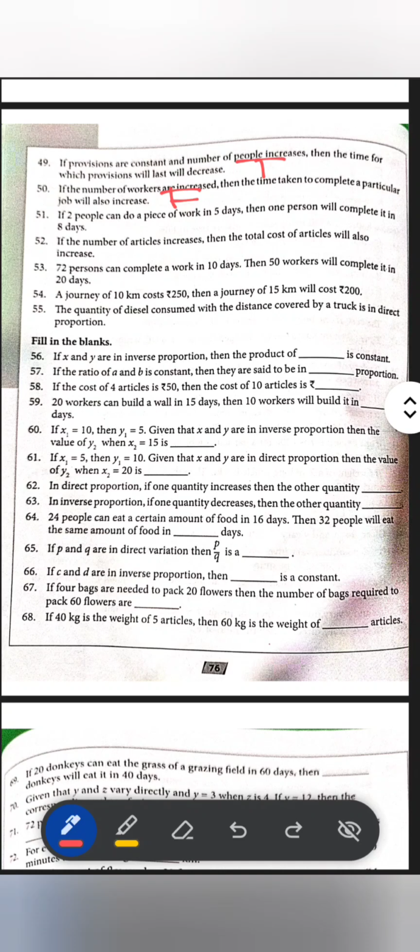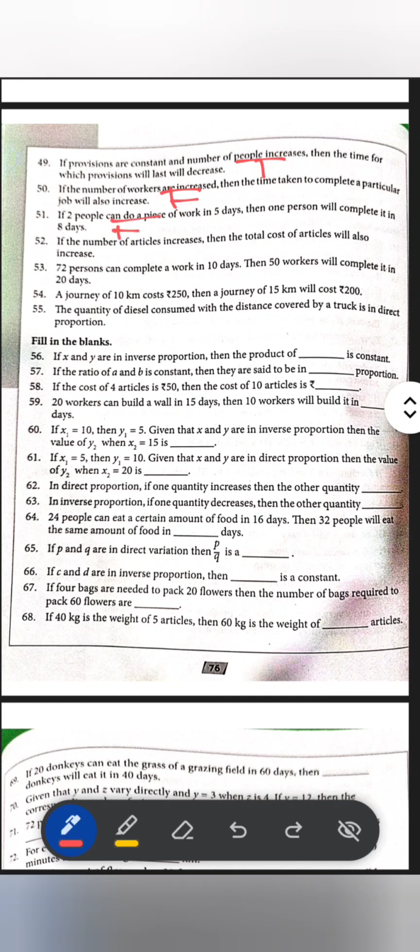51. If two people can do a piece of work in 5 days, then one person will complete the work in 8 days. No, two people can finish the work in 5 days means people and days are inversely proportional. That is equal to 8 days in how many people? 2 fours are, so this one is equal to 5 by 4. Anyhow, this one is the wrong answer. So this one is false.